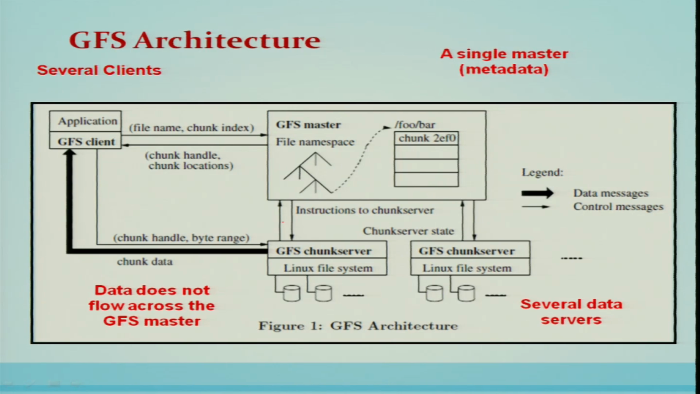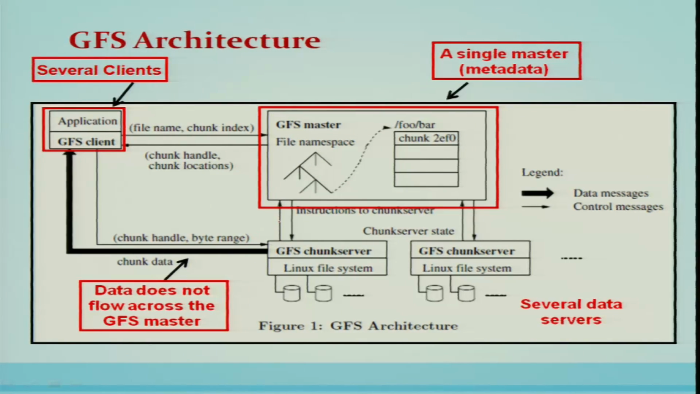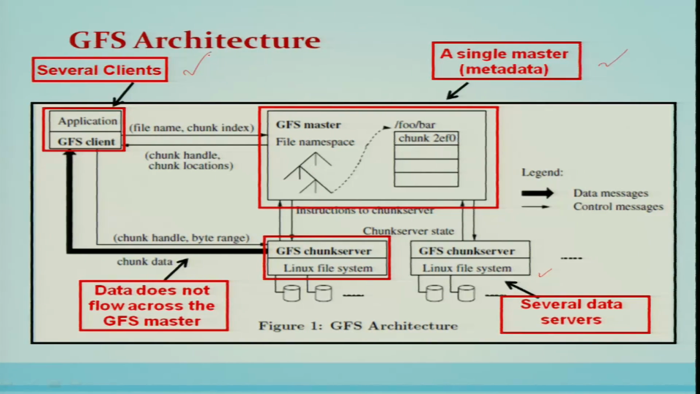Now, Google file system architecture. Let us go through this architecture. There will be a single master which is shown over here, and there will be several clients. The data will be stored on several servers which are called chunk servers. The data is not flowing across client and master, as you can see. Rather, the data flows from the client directly to the chunk servers which store this data. So, data does not flow across the GFS master.